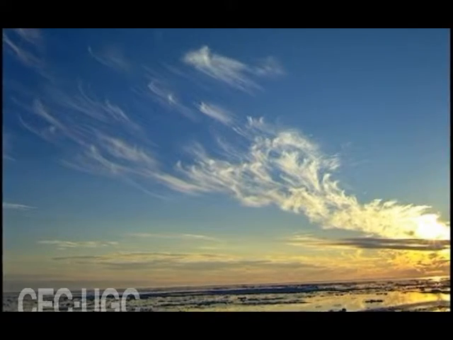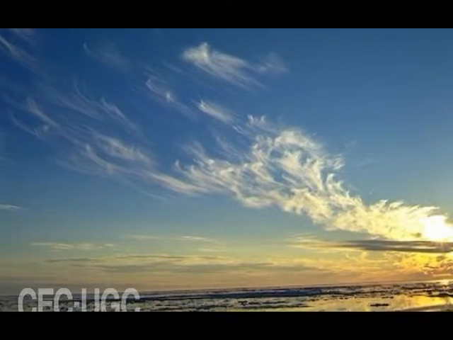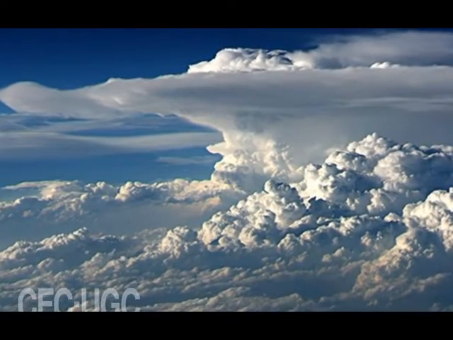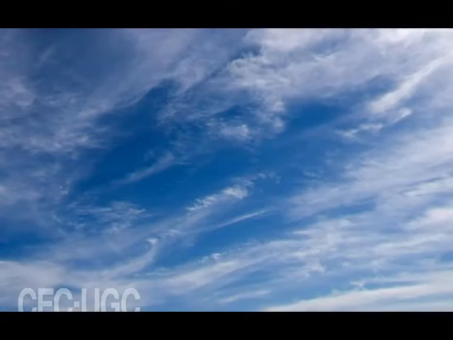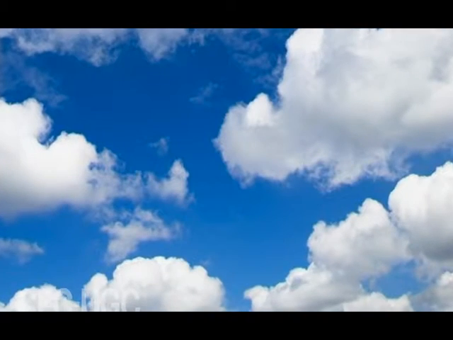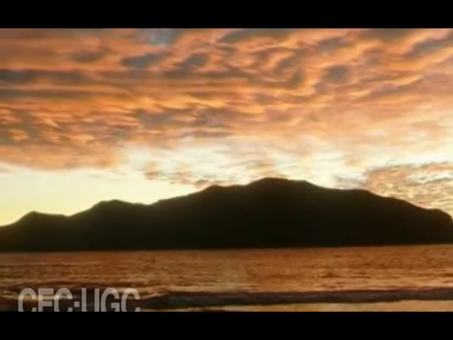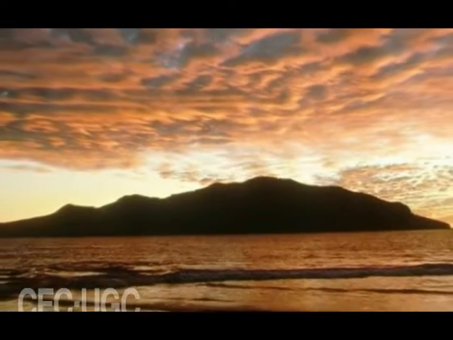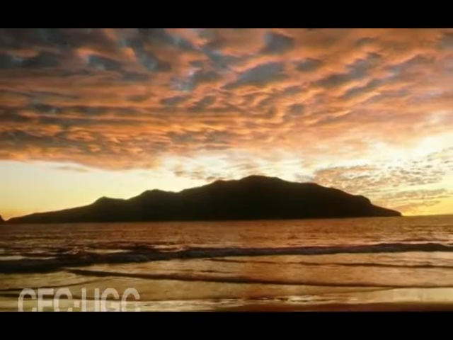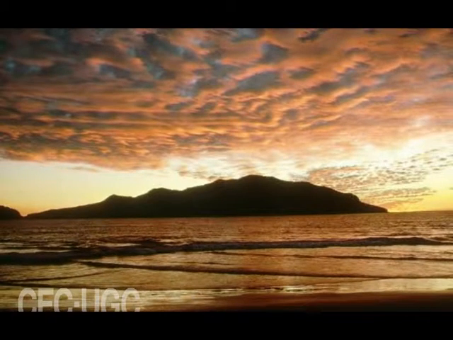Another way clouds are named is by their shape. Cirrus clouds are high clouds. They look like feathers. Cumulus clouds look like ginned cotton balls in the sky. Stratus clouds are low clouds and they cover the sky like bed sheets.